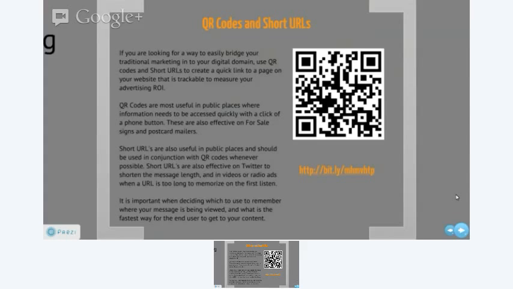Digital marketing doesn't take the place of traditional marketing. It enhances it, okay? And this is one of the ways where you can bring those two together with QR codes and short URLs. A good way to use your QR codes is on your printed materials that are being handed out or that are in a public place. People use them with a smartphone. They scan the code with their QR code app, and it takes them to a URL. That's the simplest way of using it.